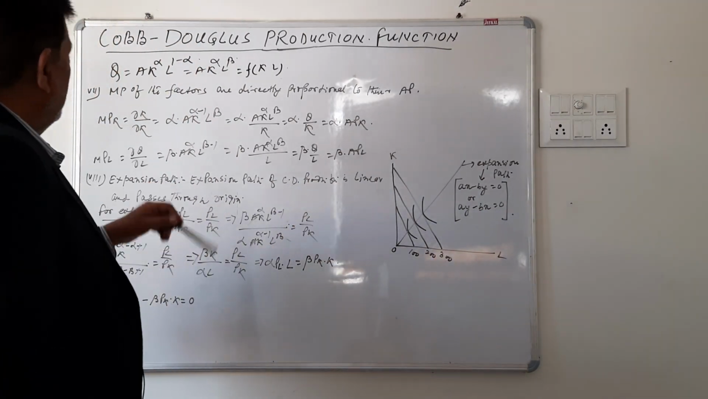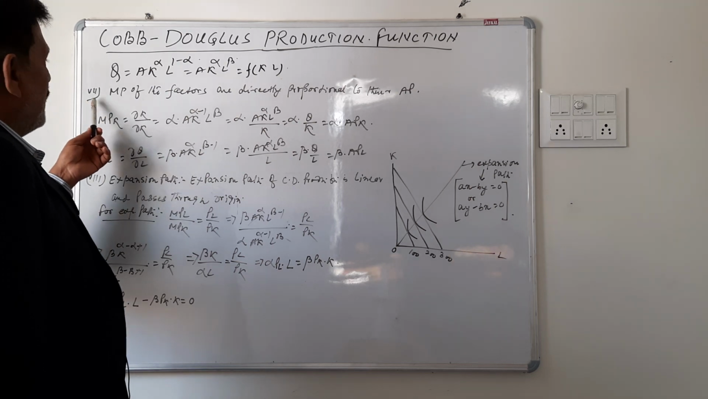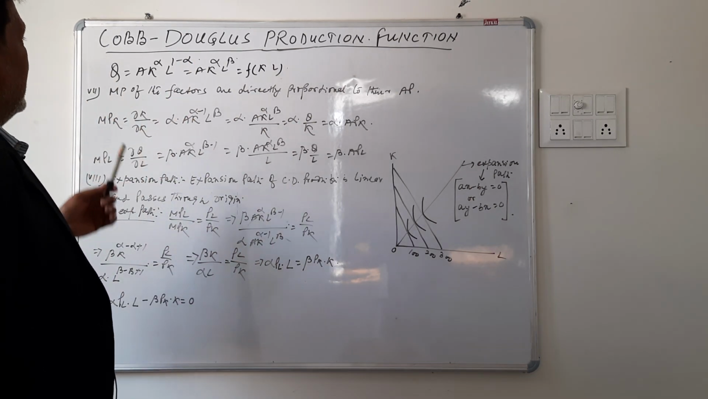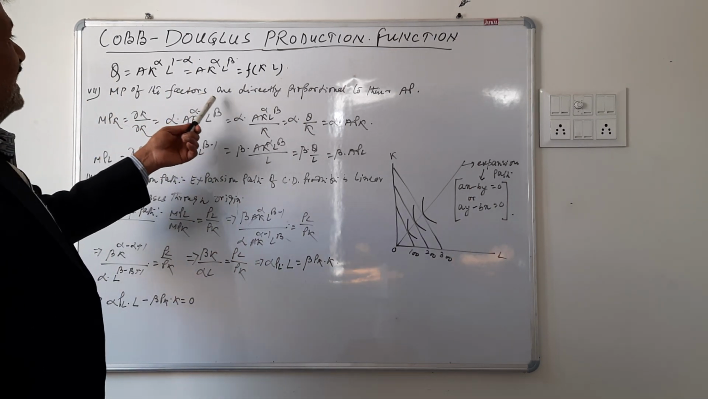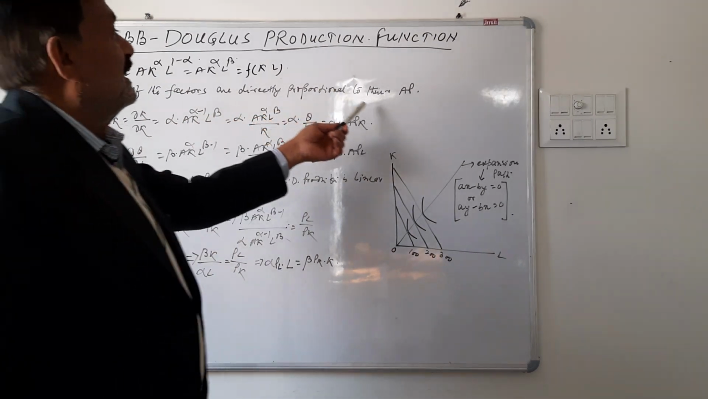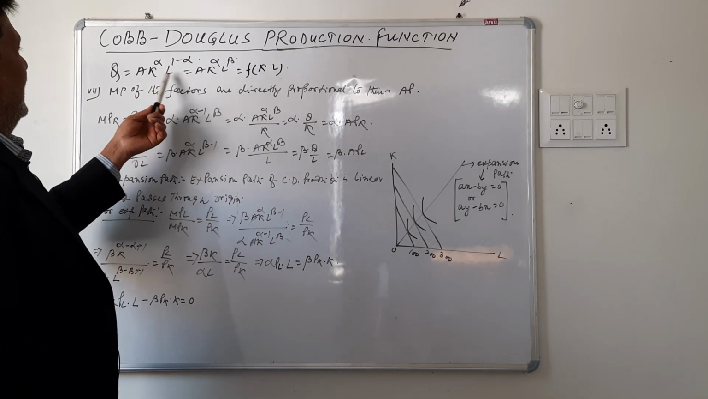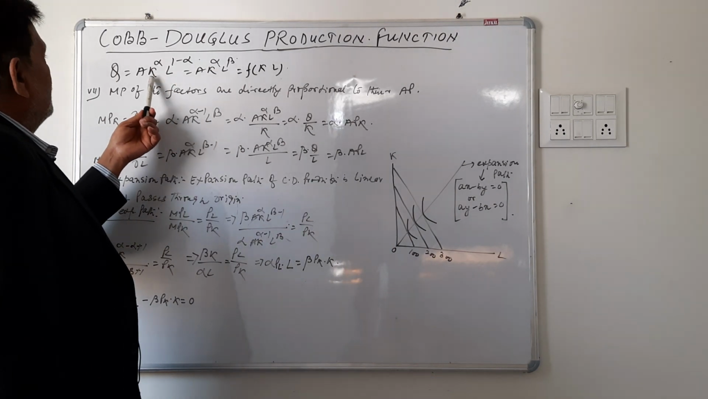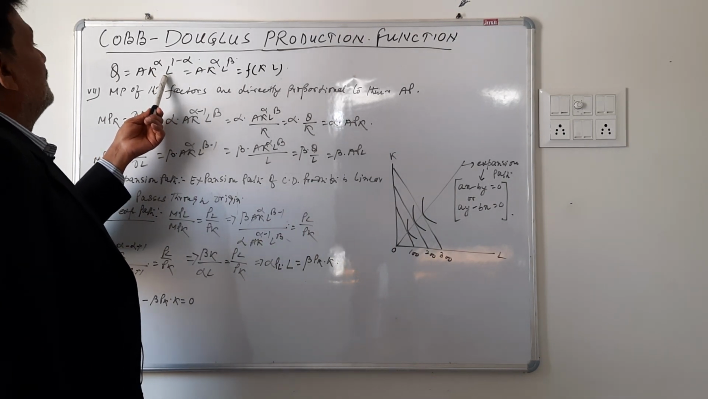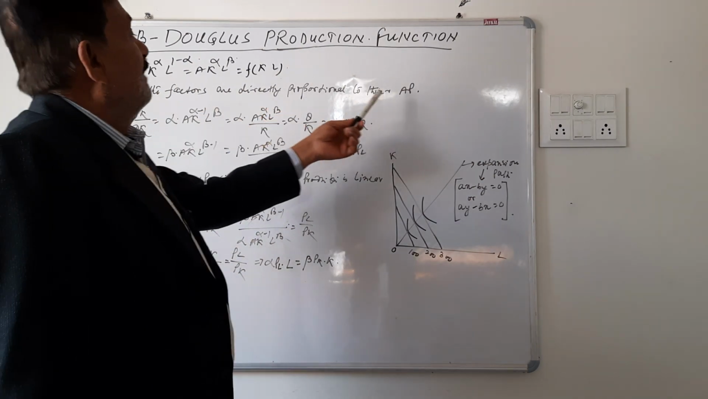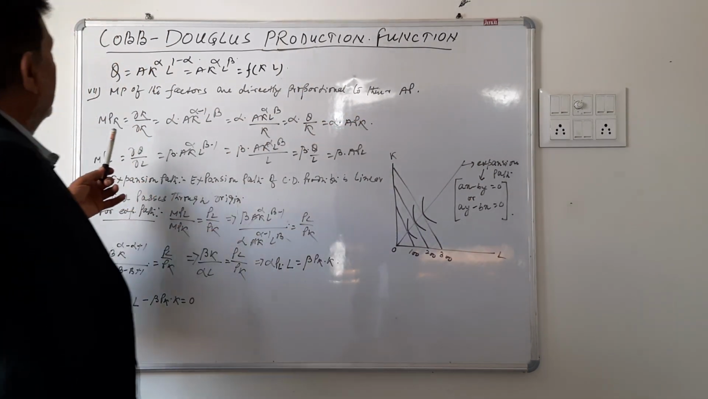Today, the 7th property of Cobb-Douglas says that the marginal products of the factors are directly proportional to their average products. For these two factors, K and L, the marginal products are very much dependent upon their average products.